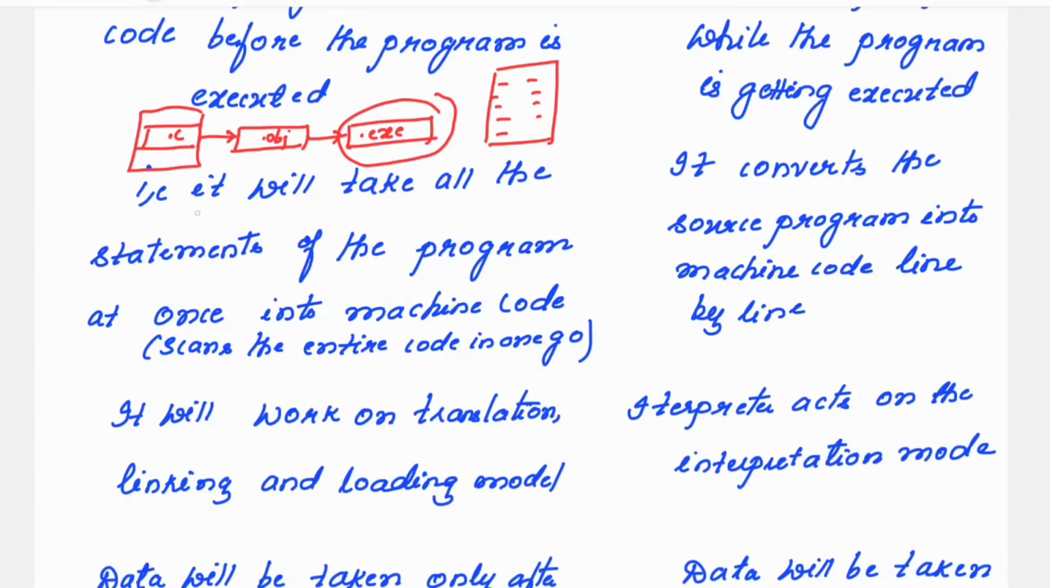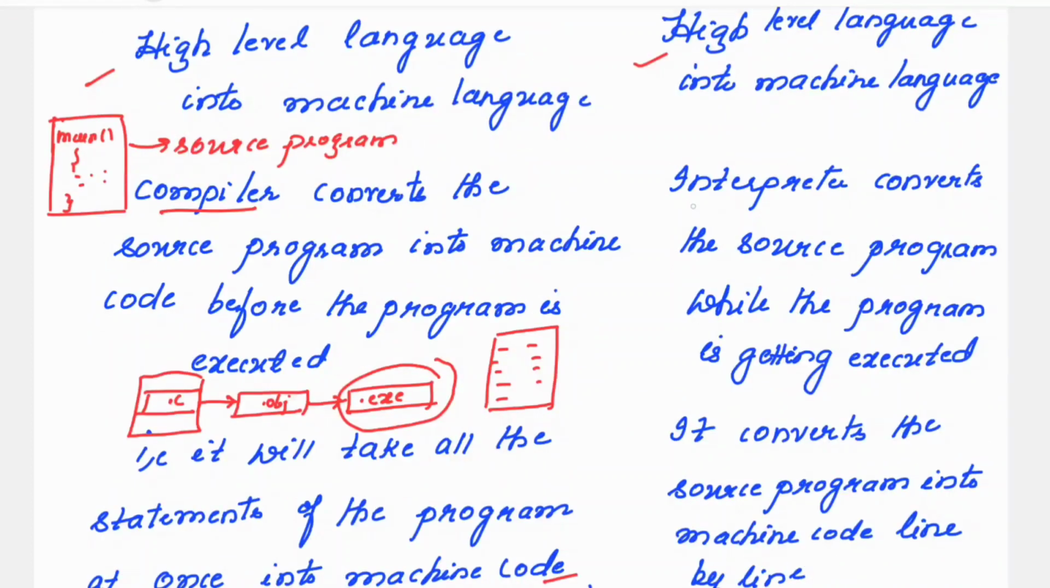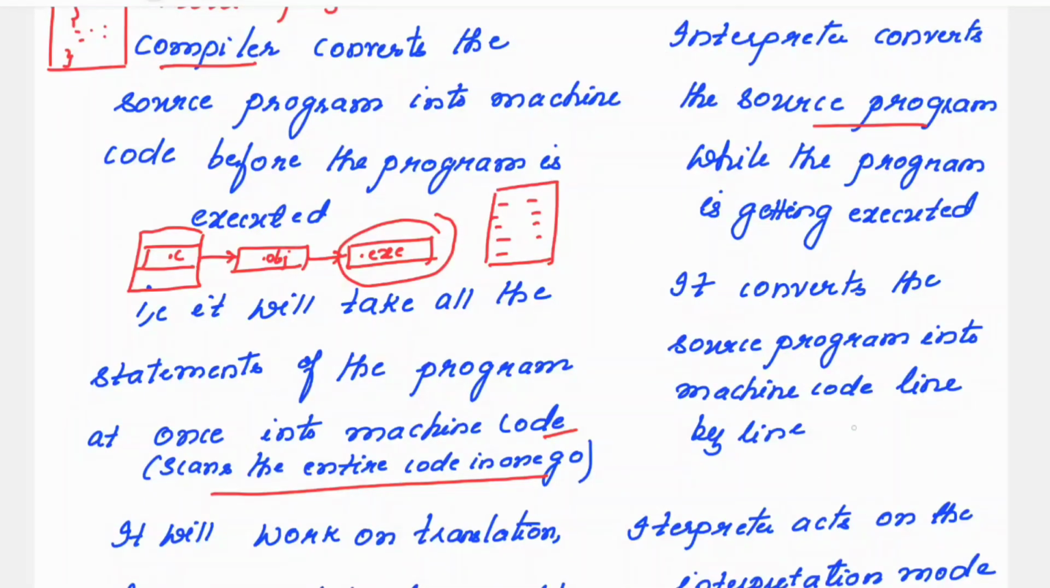This is what I have written here. It will take all the statements of the program at once and convert them into machine code. It scans the entire code in one go. But in case of an interpreter, it converts the source program while the program is getting executed. It converts the source program into machine code line by line. So remember this statement, line by line.